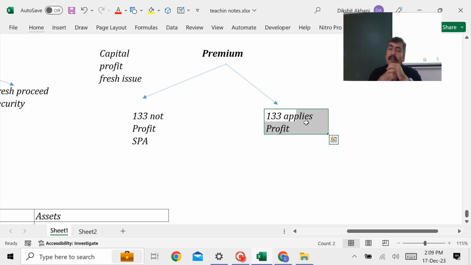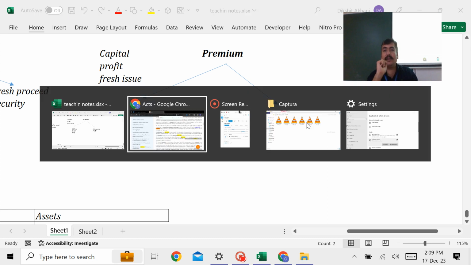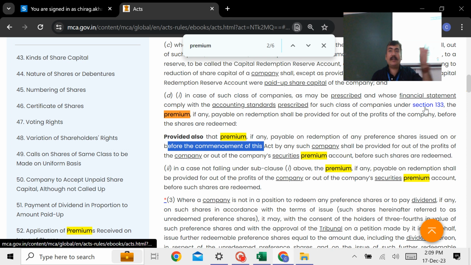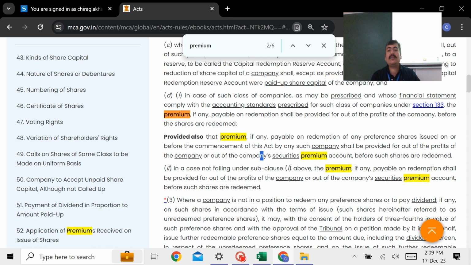And that's why they came up with the exception. क्या लेके आया? So there is one proviso inserted over here. देखो ये proviso क्या कहता है? Provided also that the premium, if it is payable on redemption of any preference shares issued before the commencement of this act, even if this 133 is applicable, even if accounting standards are applicable, shall be provided out of the profits or security premium account. So guys, exception क्या हुआ?